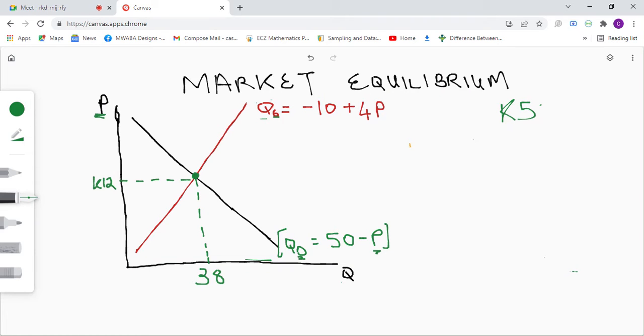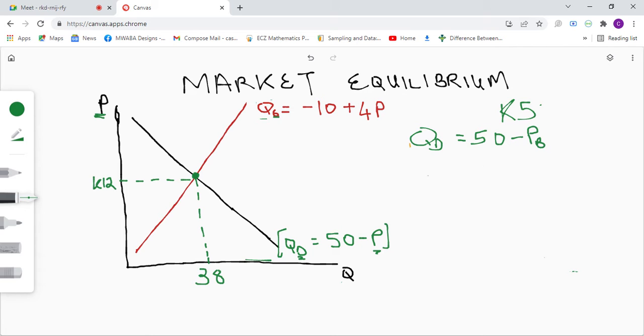Okay, so we have our original functions here. This is our demand function, QD equals 50 minus PB. PB is the price the buyers are paying.